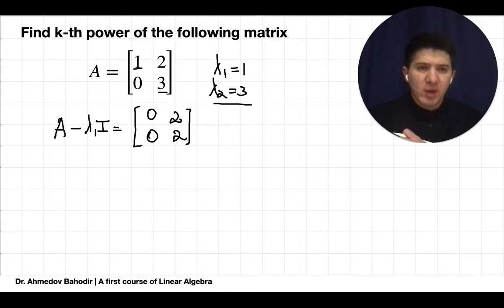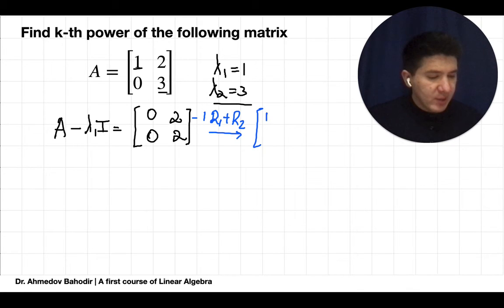Right? So you see the second column is the pivot column. So this might be brought to the row echelon form by just multiplying the first row by -1 and adding this to the second row. So let me write this. The first row should be multiplied by -1 and added to the second. And what we get is 0, 2, 0, 0.